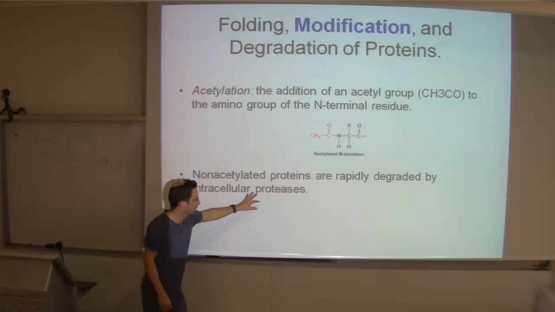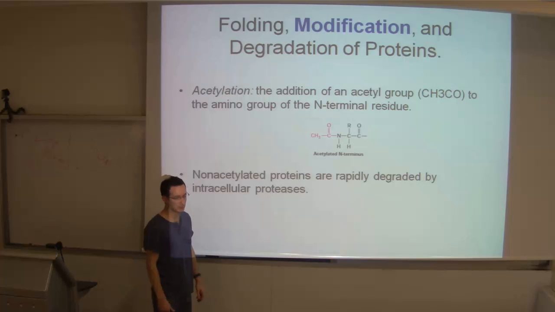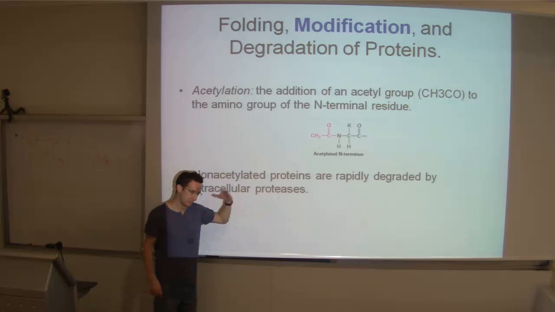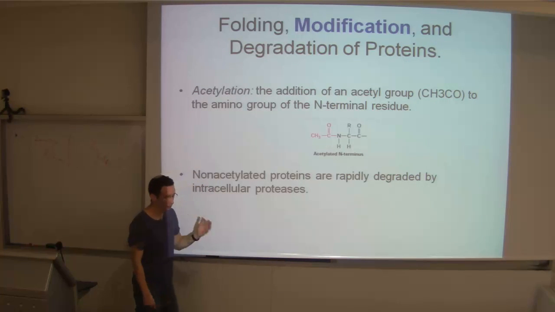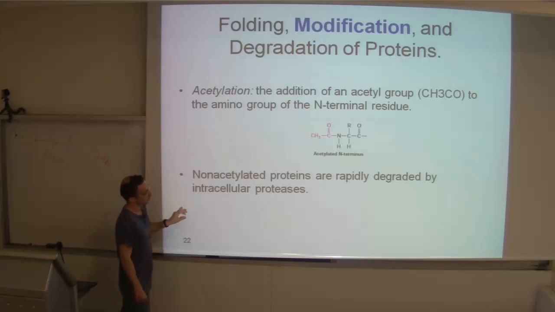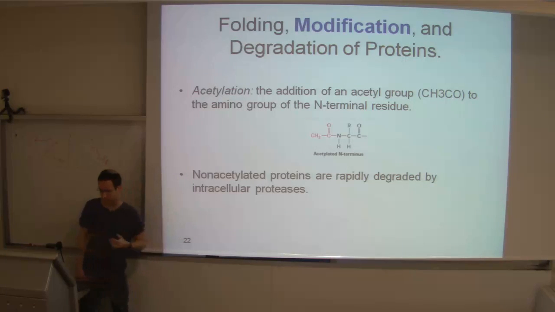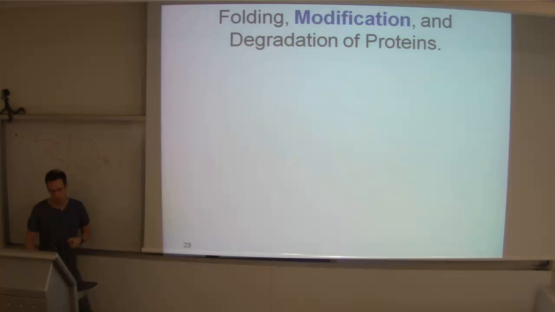So proteases are proteins that degrade other proteins. Intracellular, because there are some proteases that are located outside of the cell, extracellularly. And so again, if you don't have this protecting acetylation, you'll be rapidly degraded by proteases. So again, 99% of proteins have to be acetylated after their synthesis.